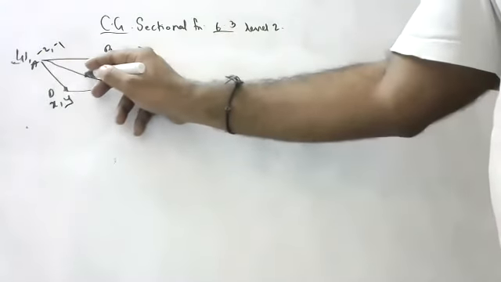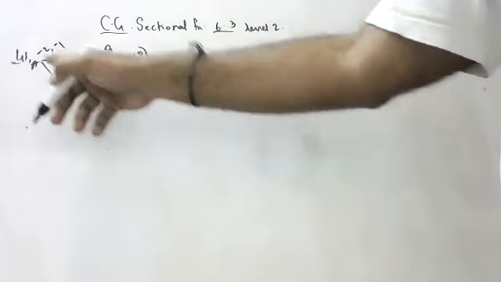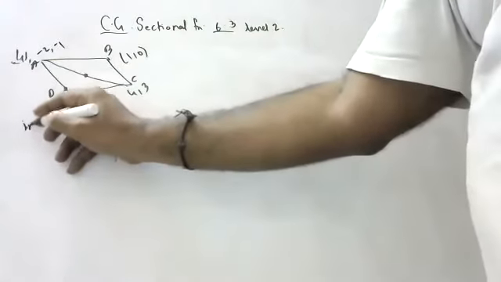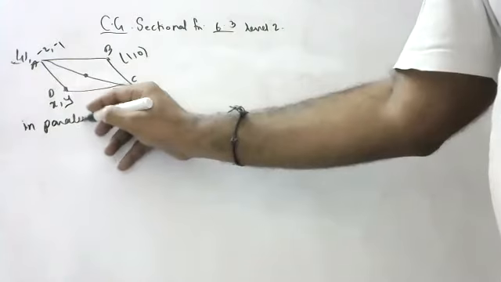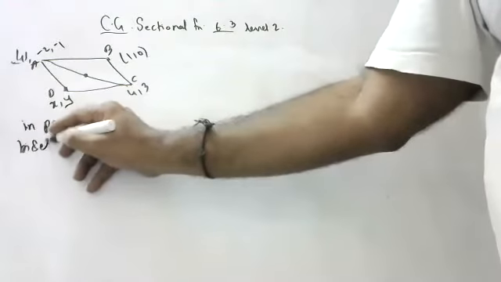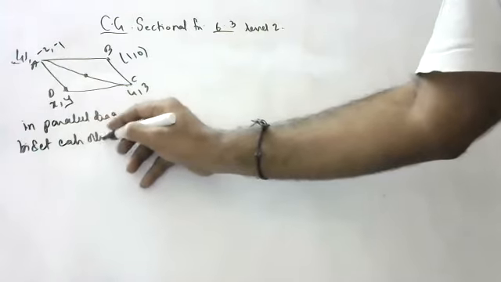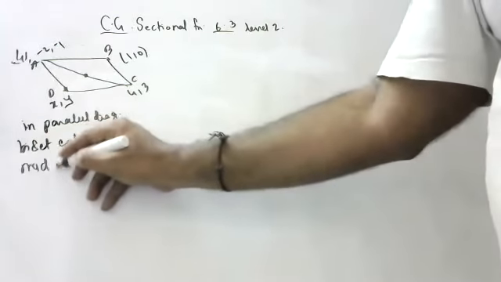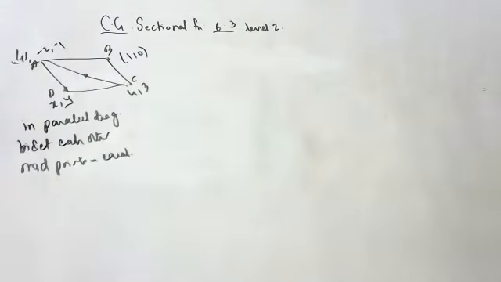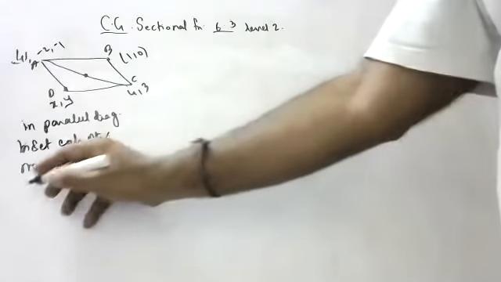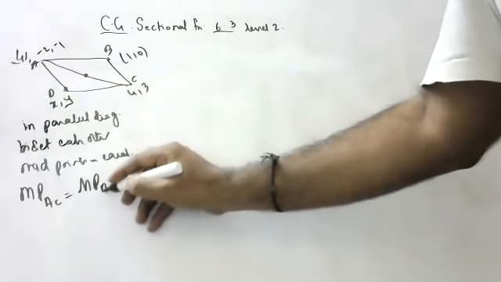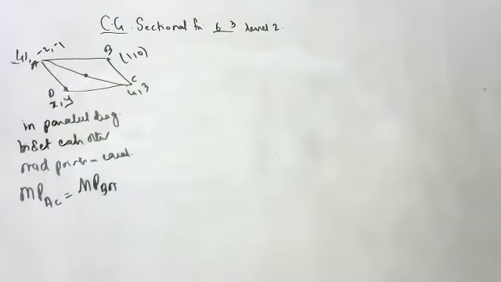Find the midpoint of AC, and apply it to BD. You will get it easily. First, say that in a parallelogram, diagonals bisect each other. That means what? The midpoints are the same for both diagonals. Midpoints are equal. So the midpoint of AC will be equal to the midpoint of BD. Can you tell the midpoint of AC?